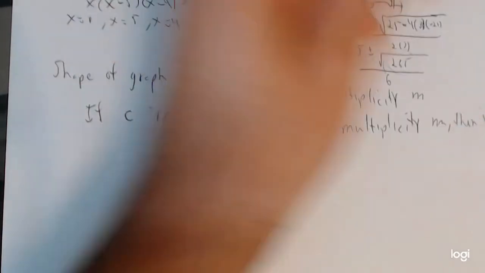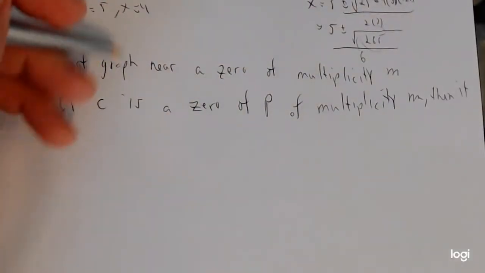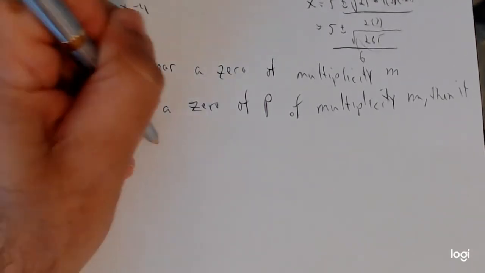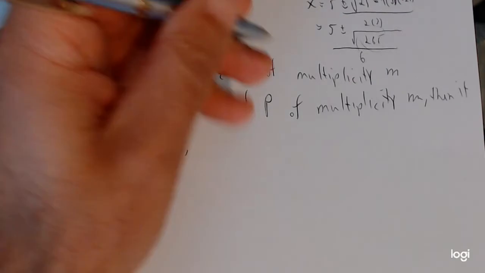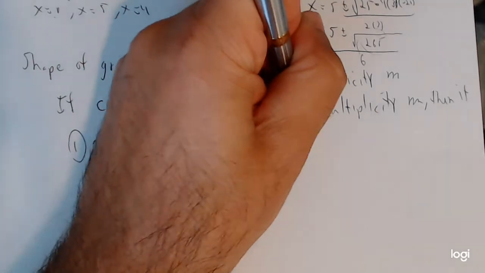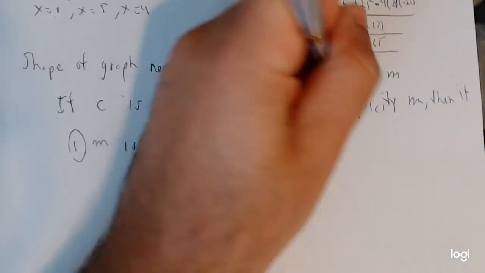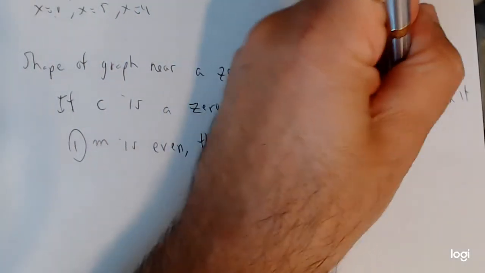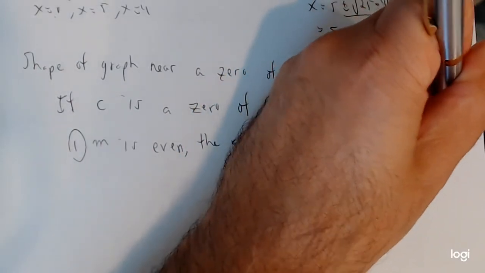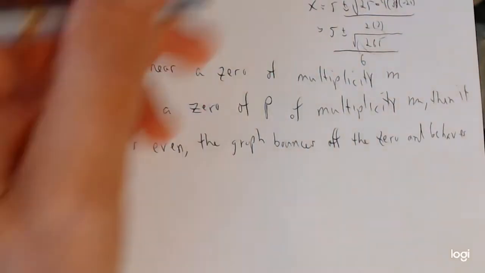then there are two cases. One, if m is even, the graph bounces off the 0 and behaves like its power.